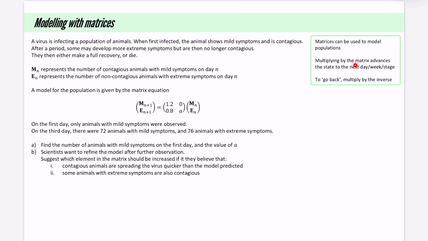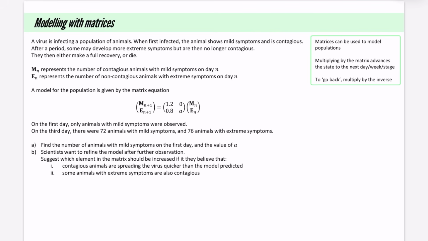When you multiply by the matrix, what it does is it advances the state to the next day, the week, or the stage. Multiplying by the matrix is like, okay, what's going to happen to these populations next month, next year, tomorrow? If you want to go back to a previous day, you just need to multiply by the inverse of the matrix. Kind of makes sense, right?